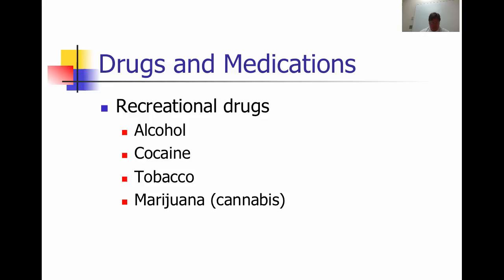Certain drugs and medications can enter fetal circulation and therefore should be taken by a pregnant woman only as advised by a physician. And recreational drugs, prescription drugs, non-prescriptive drugs, and other medications are all chemicals that can affect both the mother and the developing fetus. So we'll look at 4 recreational drugs here: alcohol, cocaine, tobacco, and marijuana, also known as cannabis.